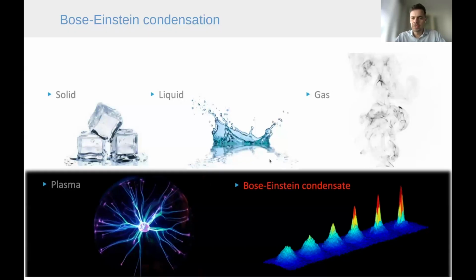What you can see in this picture at the bottom right is a series of pictures which show the density of a Bose-Einstein condensate as it goes through the condensation phase transition. A very characteristic feature is the appearance of a very strong peak, signifying a macroscopic population of the ground state of the condensate.